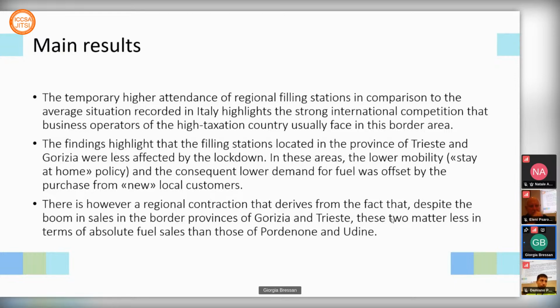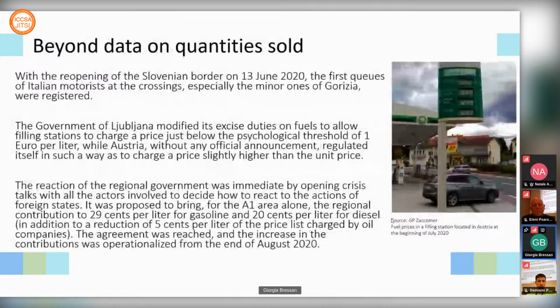And then it's also important to note that there is, however, a regional contraction that derives from the fact that, despite the boom in sales in the border provinces of Gorizia and Trieste, those two provinces matter less in terms of absolute fuel sales than those of Pordenone and Udine.